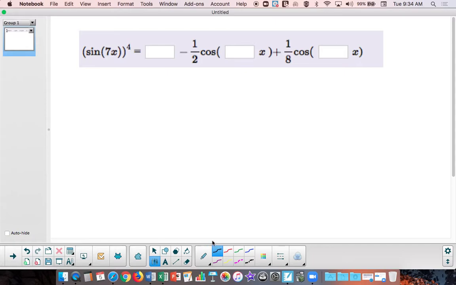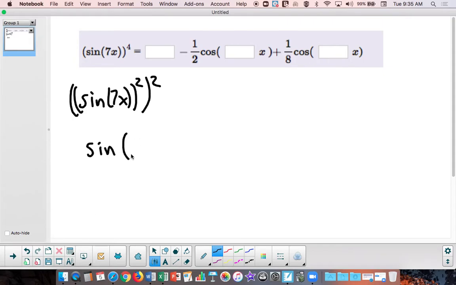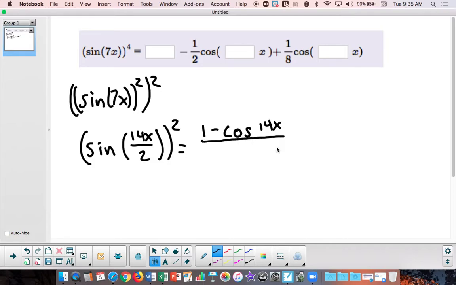And to start, you want to set up the problem. So I'm going to write this a little differently. I'm going to say that squared and then squared. And then I'm going to figure out what sine of basically 14x over 2 squared is, which should be just taking away that square root portion of the equation. So cosine of 14x, because it's the half of over 2, but this whole thing really is being squared.